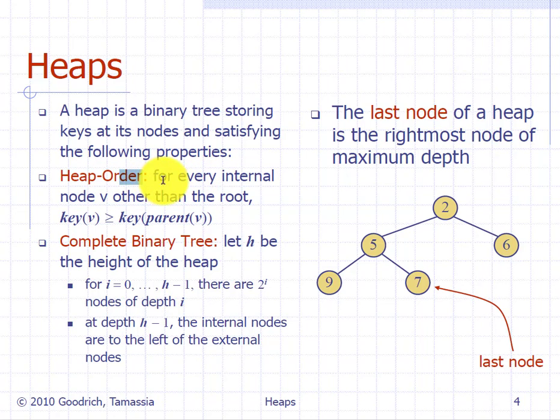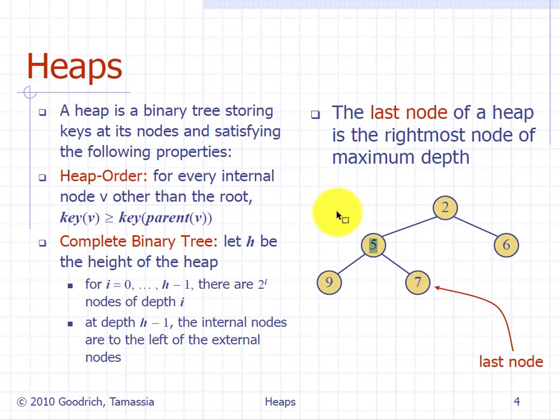The min heap property says for every internal node V, any internal node. Remember what an internal node is: there are internal nodes and external nodes. External nodes don't have children. Internal nodes do have children. So for every internal node V, that includes now 2 and 5, other than the root, the key of V is greater than the key of the parent. So here 5 is greater than the parent 2.